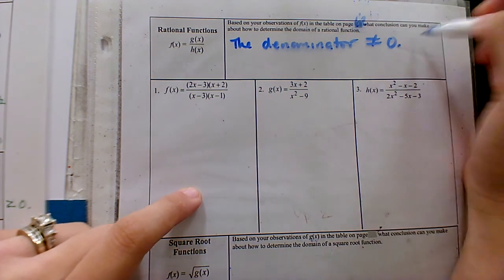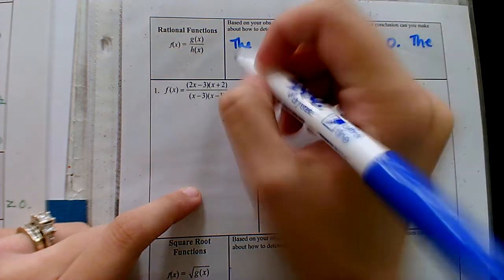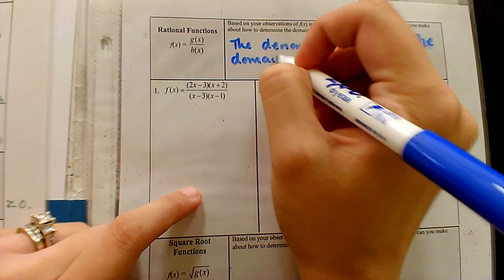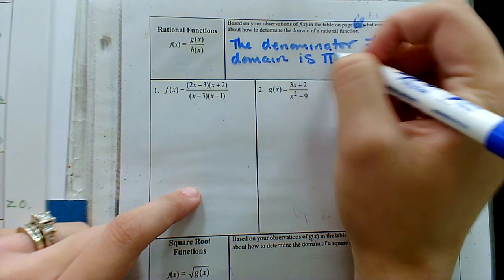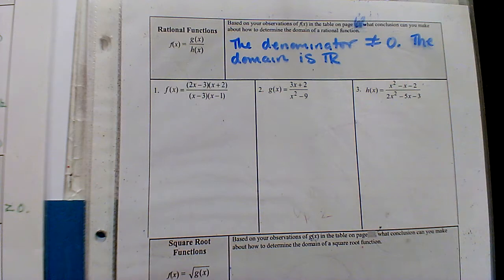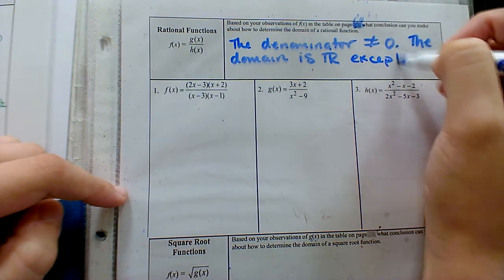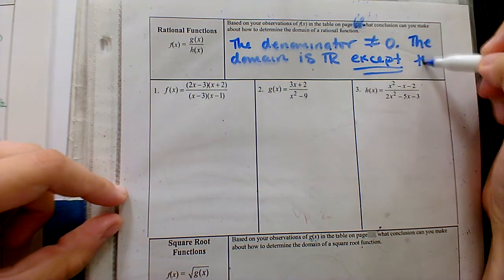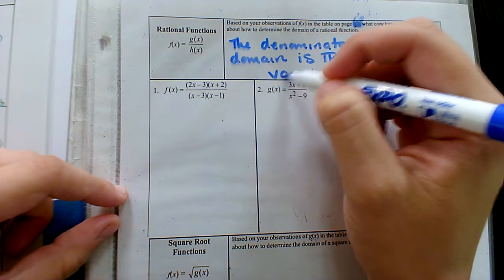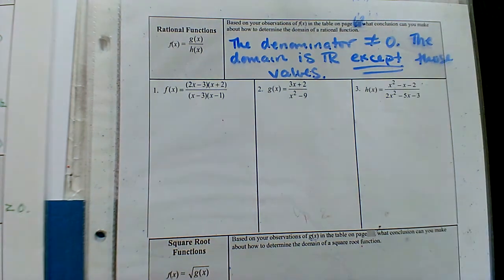So the denominator can't be 0, which means the domain is all real numbers, all those numbers, except those values that make the denominator 0. So when we come across a fraction, we're going to pay close attention to the denominator. What numbers could we plug in that would make the denominator 0?